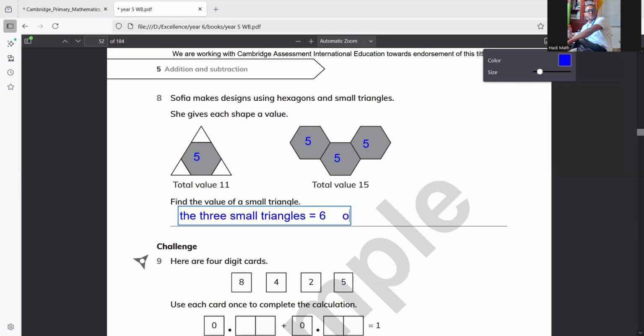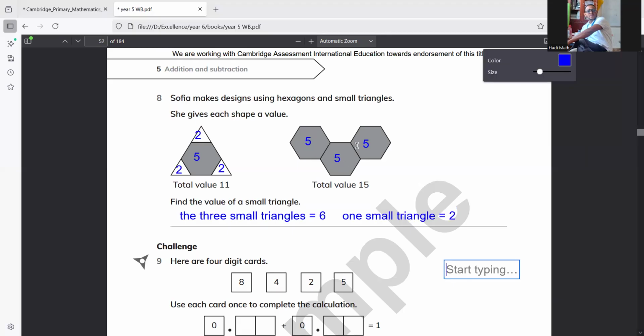Then that means one small triangle equals what? The three of them is 6. When the three of them is 6, that means what? This one is 2, and this one is 2, and this one is 2. So could all of them be 6? So it equals 2. I hope that's clear.